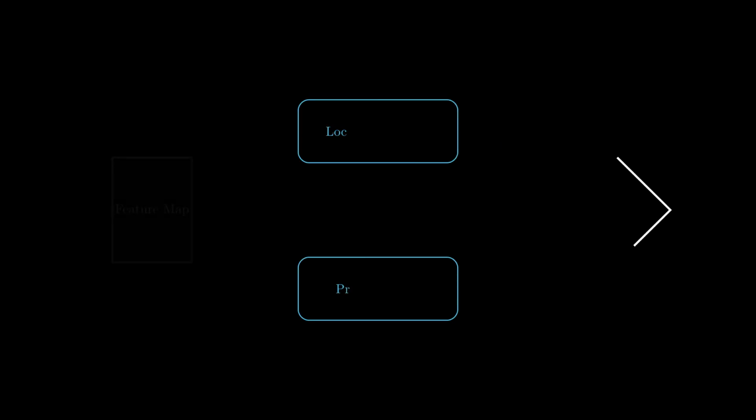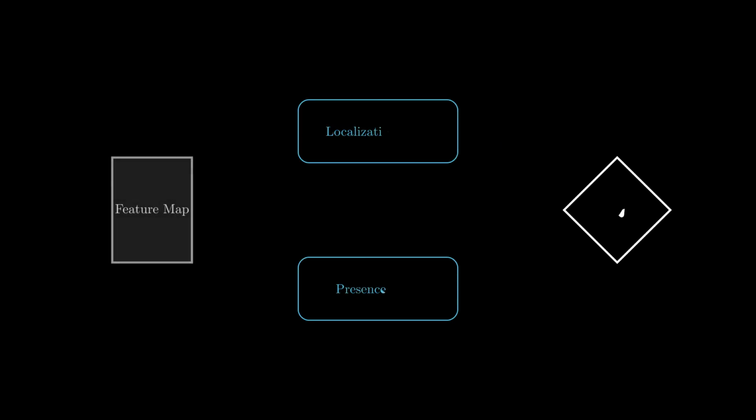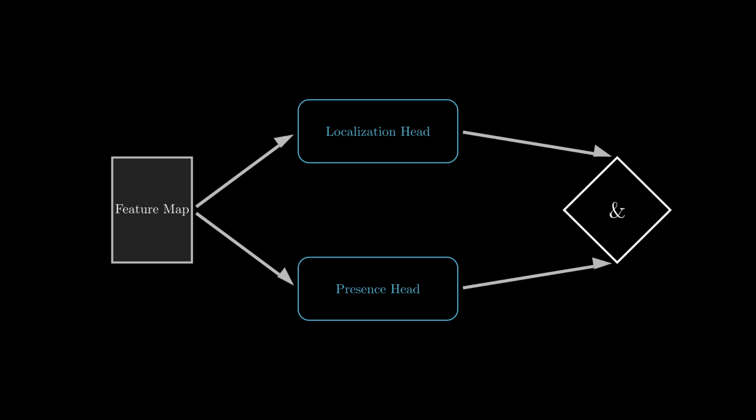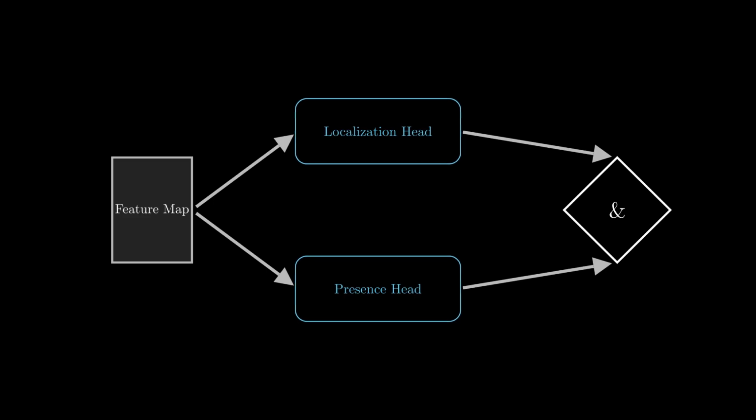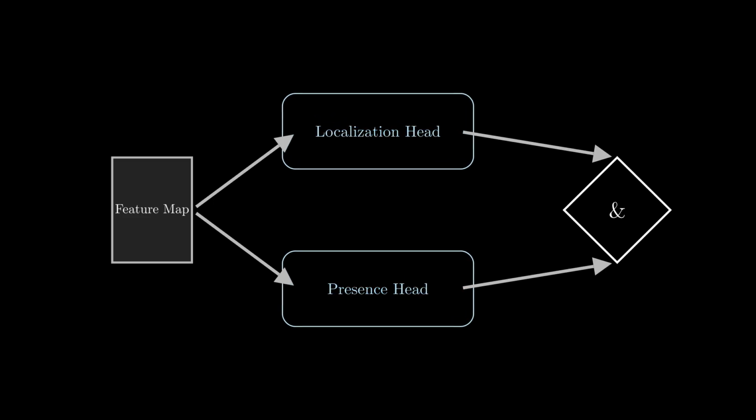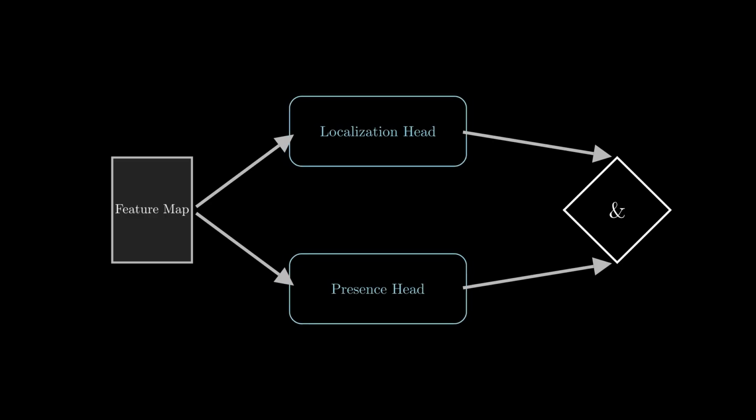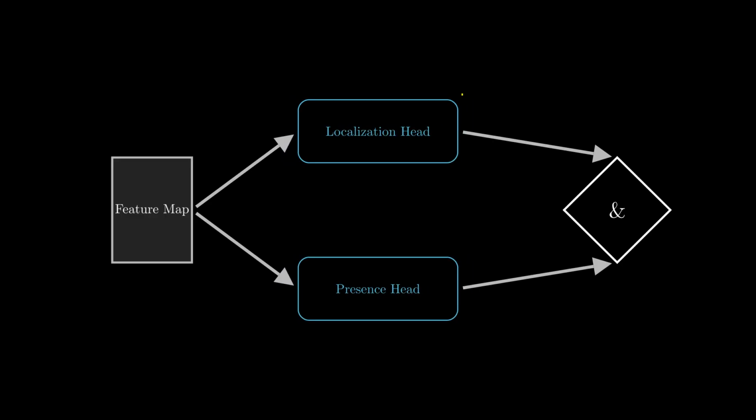Building on the detector architecture we just saw, let's zoom in on a critical innovation in SAM3, the decoupling of tasks. Standard detectors often try to do everything at once, but SAM3 splits the job into two parallel paths. Top, we have the localization head. Its only job is to answer, if there were an object here, where would it be? Bottom, we have the new presence head. It asks a simpler but vital question: is the concept actually here?